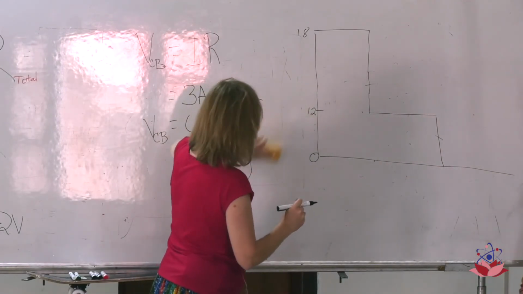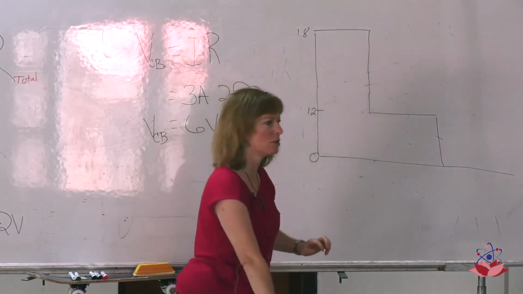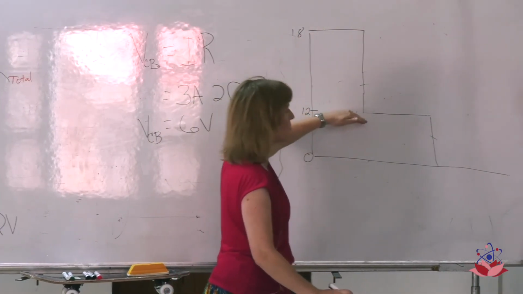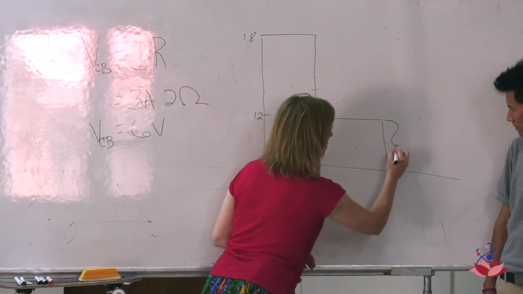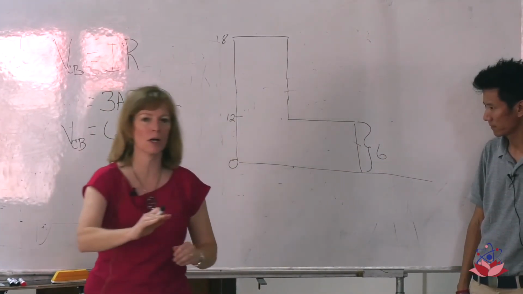So this is like going from the top of a building to the bottom. You do the first in one big step down 12, and then the next step is a little one at 6.